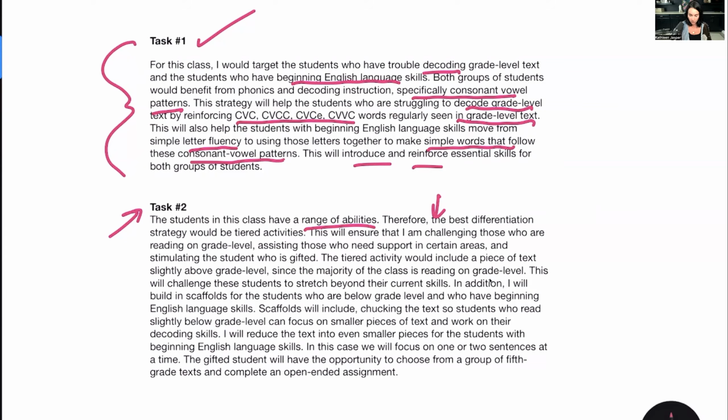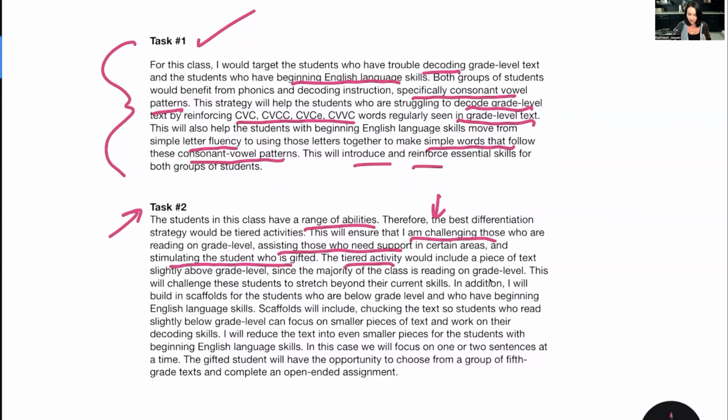This will ensure that I am challenging those who are reading on grade level, assisting those who need support in certain areas, and stimulating the student who is gifted. Remember, we got to remember that gifted kid. He or she is 3 grade levels above in reading. Can't just give her, or him, an on-level text. It's not going to do it. Now I need to explain the strategy because we got to get specific.